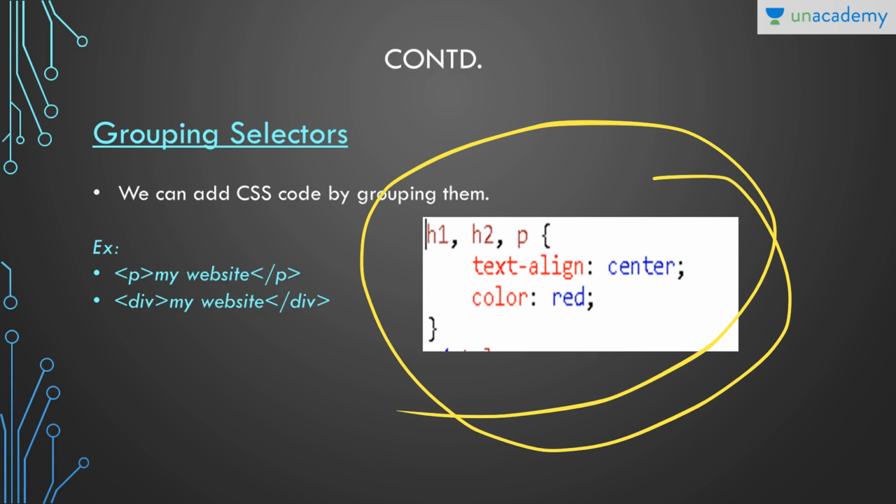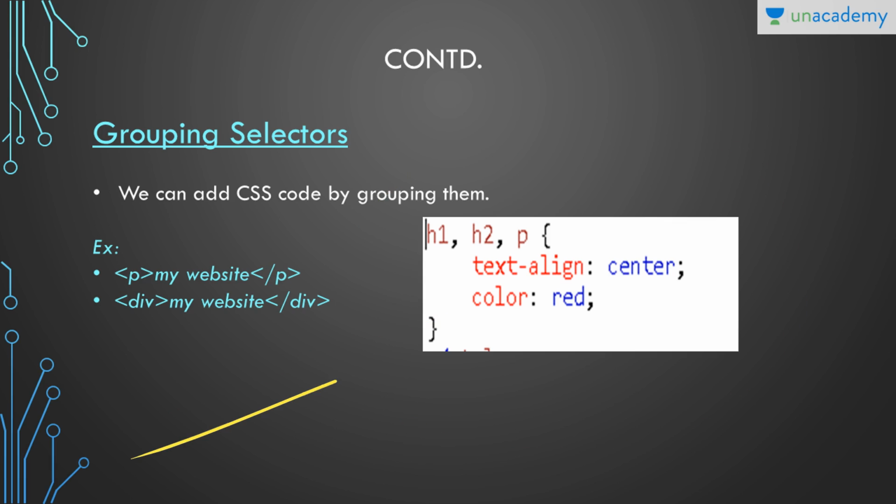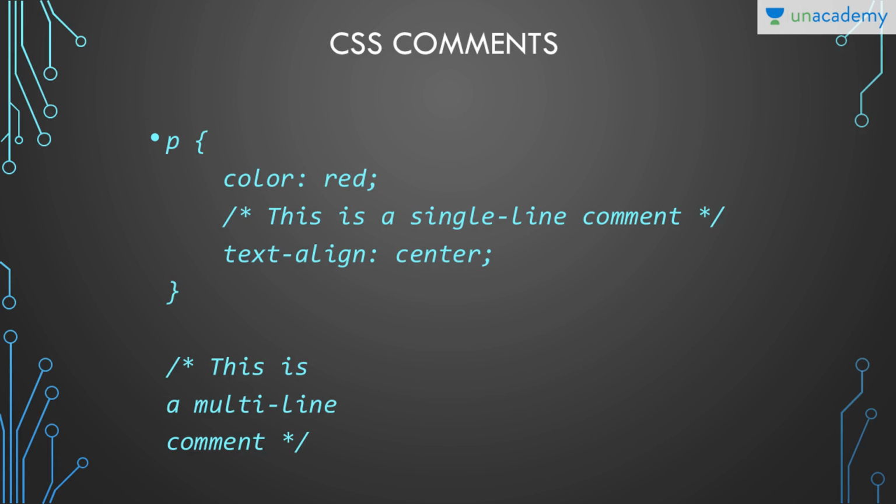So in this way we can use as many elements as we want and apply the CSS code to the HTML elements, right? These are called the grouping selectors. Okay, now let us see how to write comments in our CSS code.